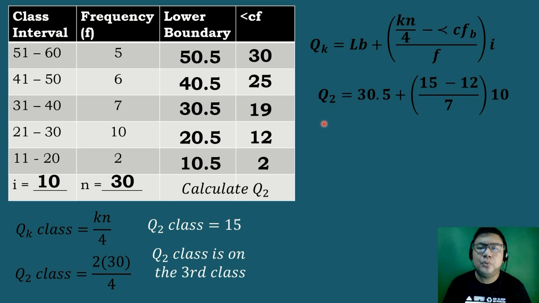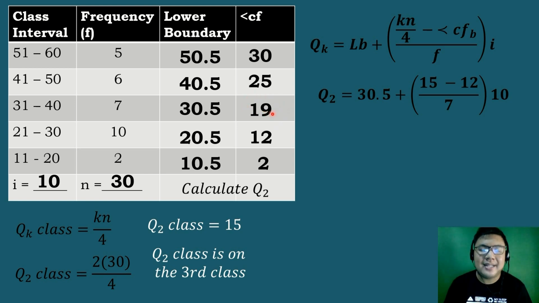So this will be Q sub 2 is equal to the value of the lower boundary, which is equal to 30.5. Quartile 2 class is on the third class, so we will look for the lower boundary of the third class, and that is equal to 30.5. Plus, we have already computed the value of k times n all over 4, which is equal to 15, minus the less than CF before the quartile 2 class, and that is equal to 12.